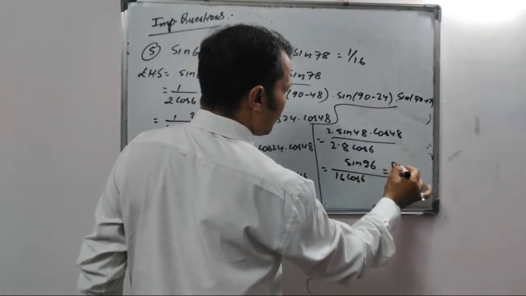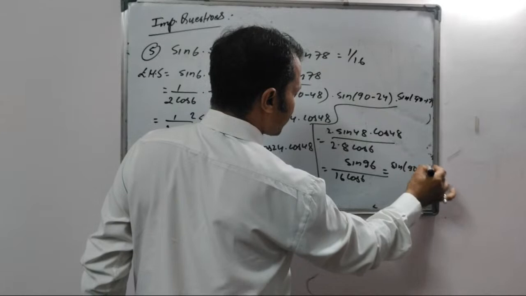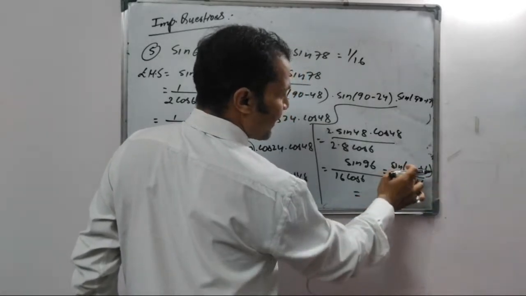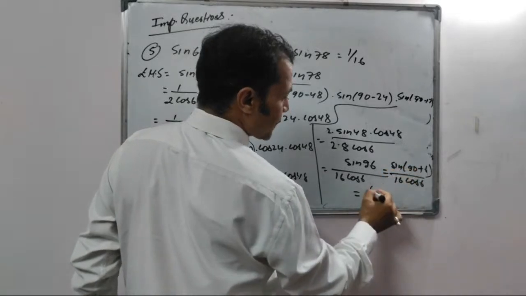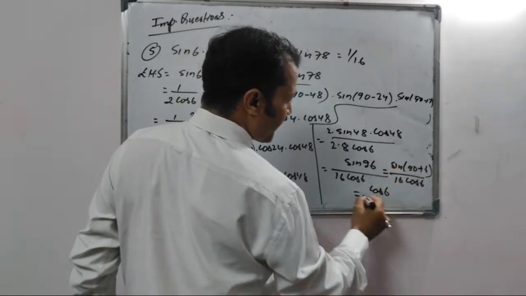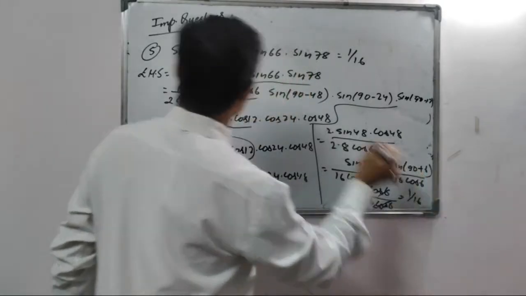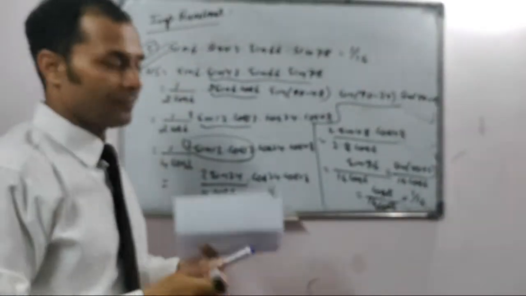Now this is sin 90 plus 6 by 16 cos 6. So that is 90 plus theta, the ratio will change to cos, and it lies in the second quadrant where it is positive. So 16 cos 6. This and this cancel, the answer is 1 by 16. This is also one of the very important questions. Remember it.